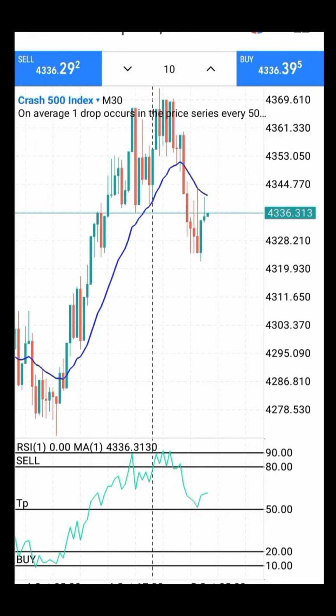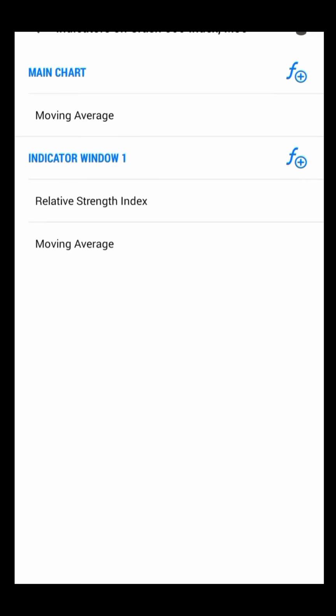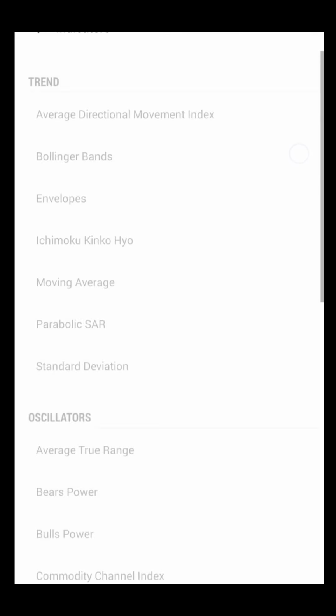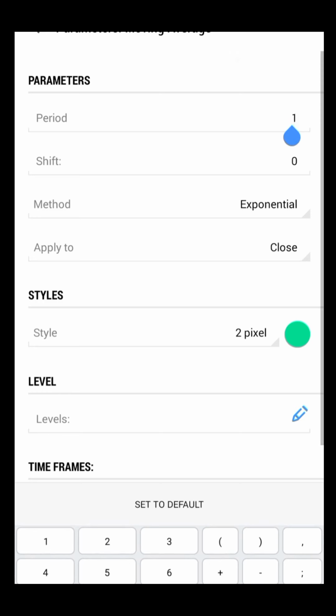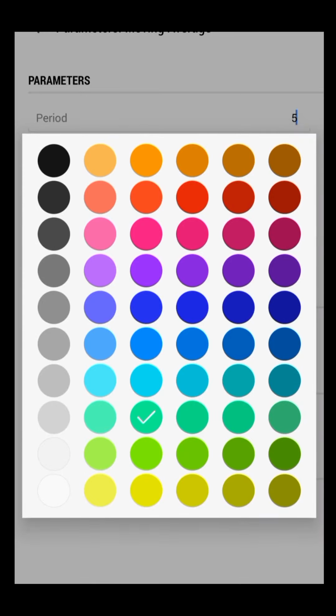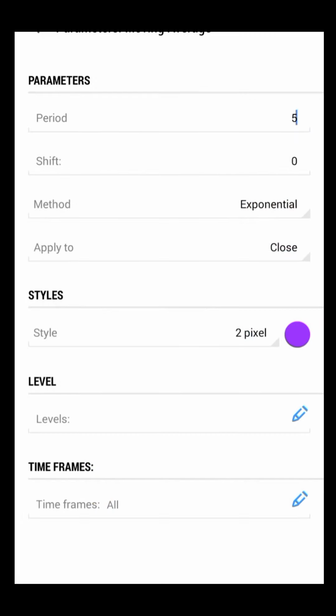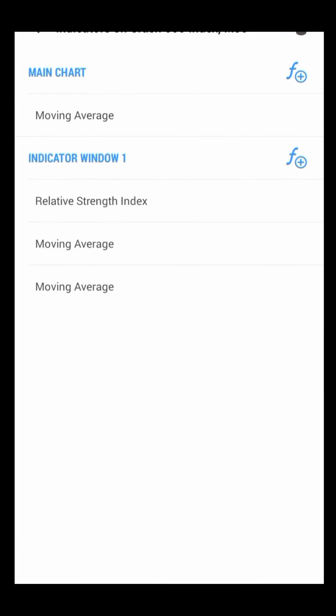So let's go back to the indicator window. Again, we have to add another moving average, which is going to be period 5. The only thing we are changing now is the color. Let me pick this color. You can use any color of your choice, then click on done.